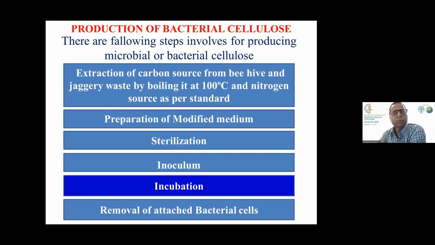This is the production protocol for bacterial cellulose synthesis. There are the following steps: extraction of carbon source from beehive and Zaggeri waste by boiling it at 100 degrees centigrade, and then the nitrogen source was added as per the standard protocol. Then preparation of the modified media was completed, then sterilized, then we inoculate the Acetobacter bacteria, then allow incubation for 64 to 67 hours, and then the bacterial cellulose was removed from that particular culture media.